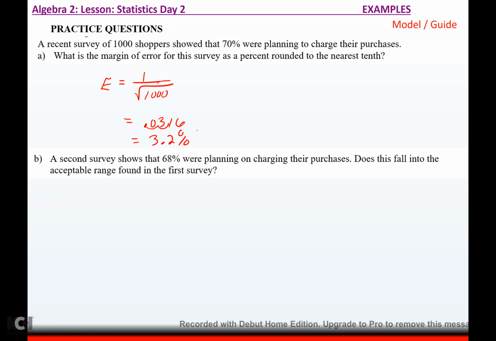The second survey shows that 68% were planning on charging their purchases. Does this fall into the acceptable range found in the first survey? In the first survey, it was 70%. So now that says 70% plus or minus 3.2%. So if I take my 68, I want to see, does it fall between my 70 minus 3.2, which would be 66.8, and my 70 plus 3.2 would be 73.2. This does fall between there, so yes.